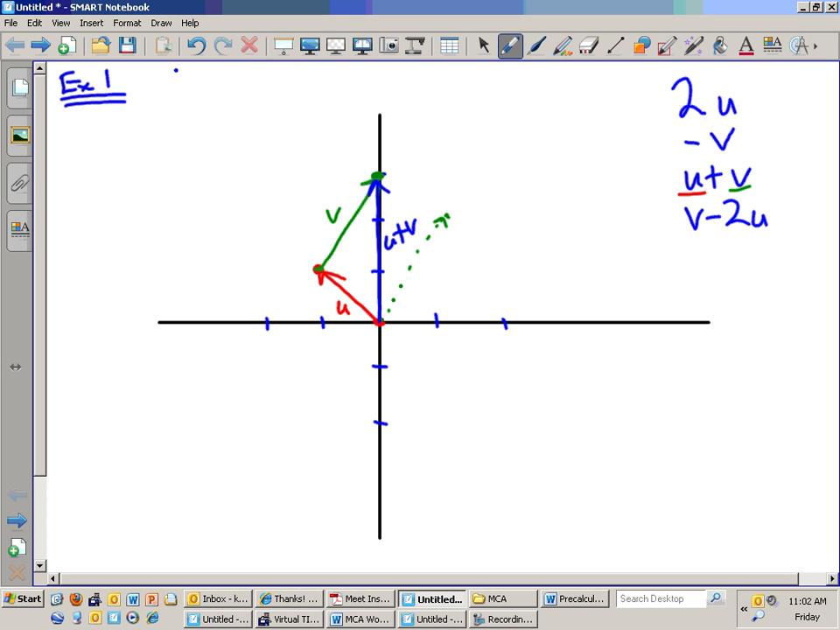See if you can do v minus 2u on your own. So if you want to draw a new sketch, go ahead. I will slowly work on that problem, and you can check up here to see if you got the right answer.